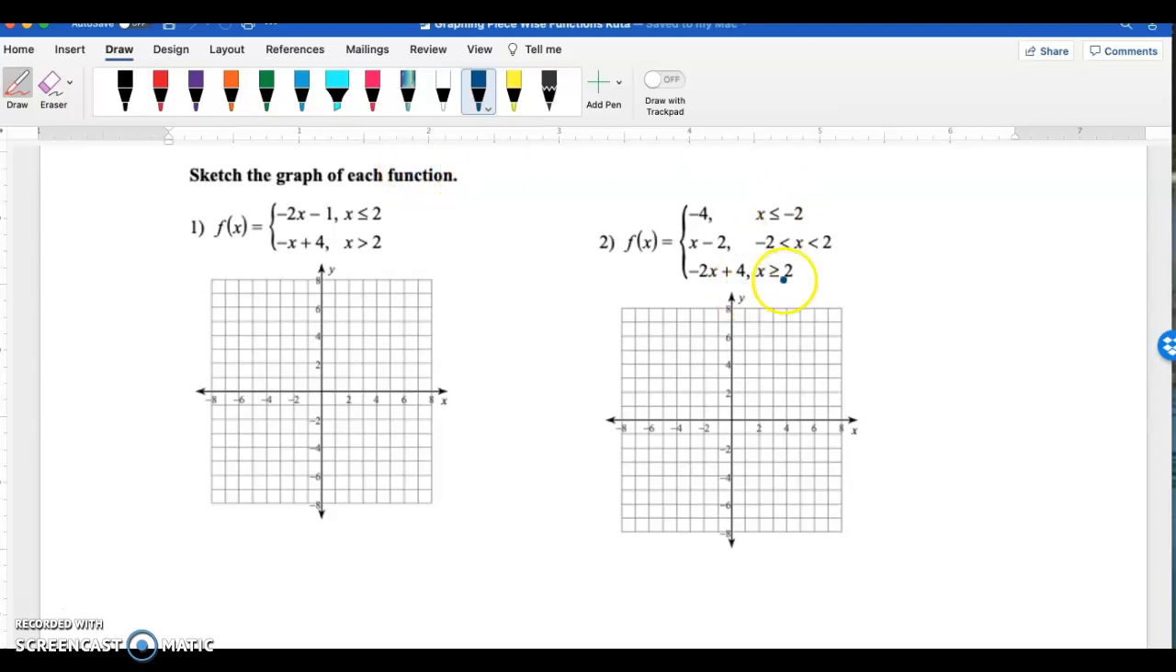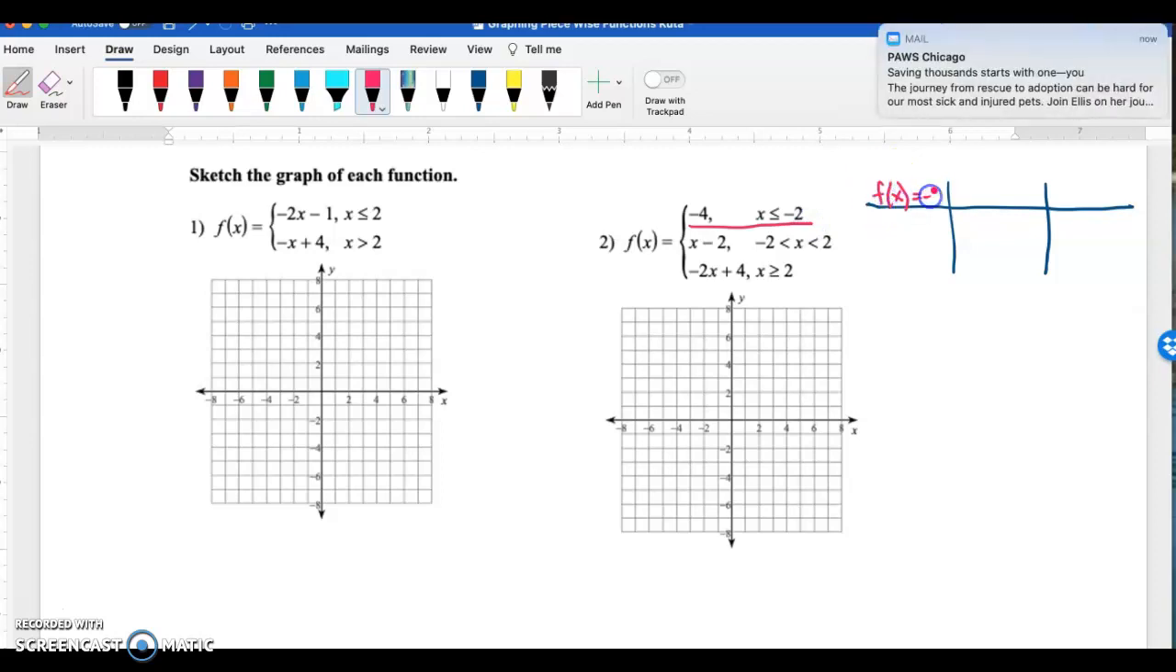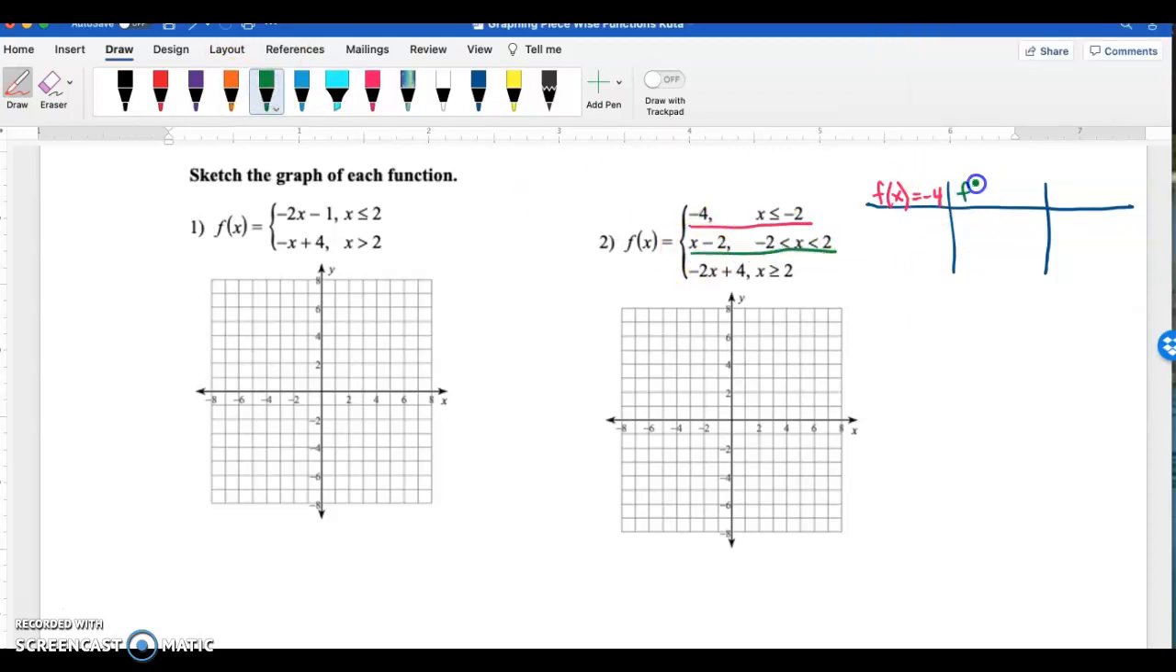So what does this mean? Okay, this means that we're going to graph three separate equations. And sometimes I like to go across the top and make it like this. Sometimes that helps people. So I'm going to make this one pink. So this equation is f of x equals -4. And then this green equation is f of x equals x minus 2. And then this blue equation is f of x equals -2x plus 4.